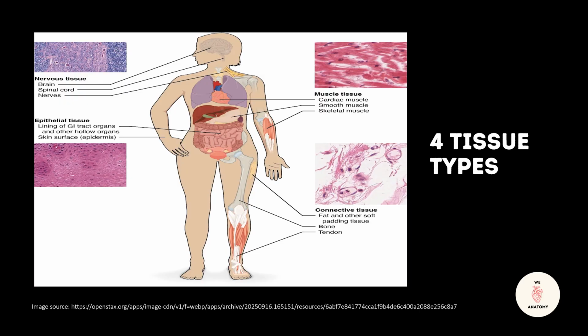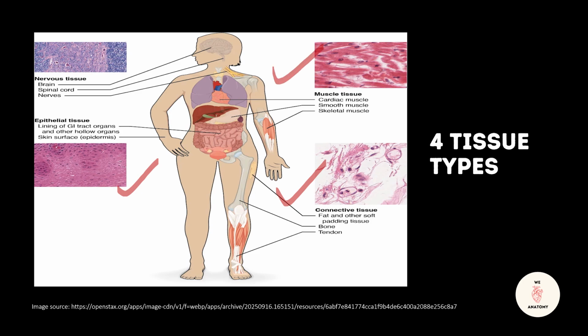All tissues in the human body fall into four major categories. The first is epithelial tissue. This covers body surfaces and lines body cavities. We find epithelial tissue lining the GI tract organs and other hollow organs, and it comprises the skin surface or epidermis. Connective tissue is tissue which supports and binds other tissues. Some examples include fat and other soft tissue padding, bone, tendon, and ligaments.